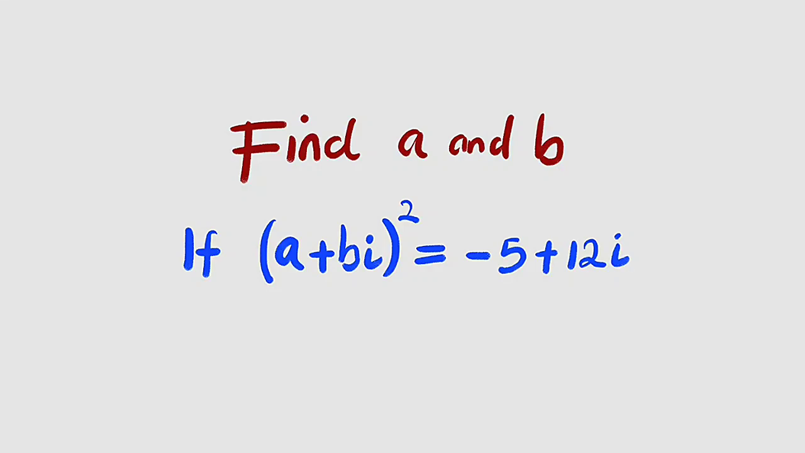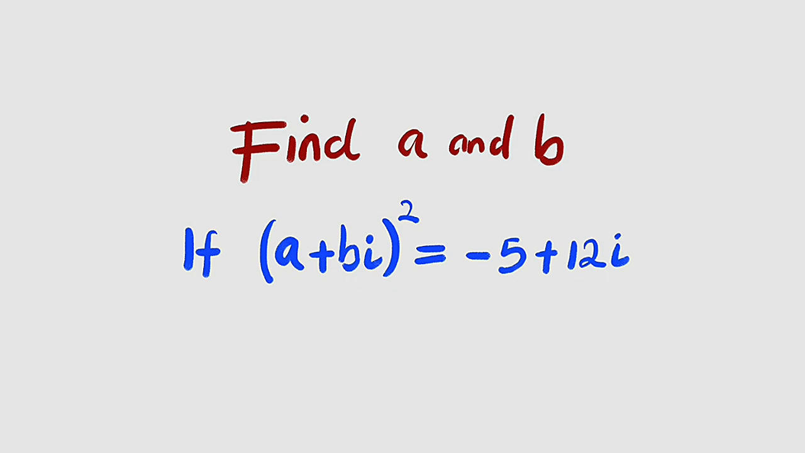Hello, good day viewers. In this tutorial, we are going to find a solution to this complex equation. We are asked to find the values of a and b if (a + bi)² is equal to -5 + 12i. First of all, we are going to expand the left-hand side and relate it to the right-hand side.